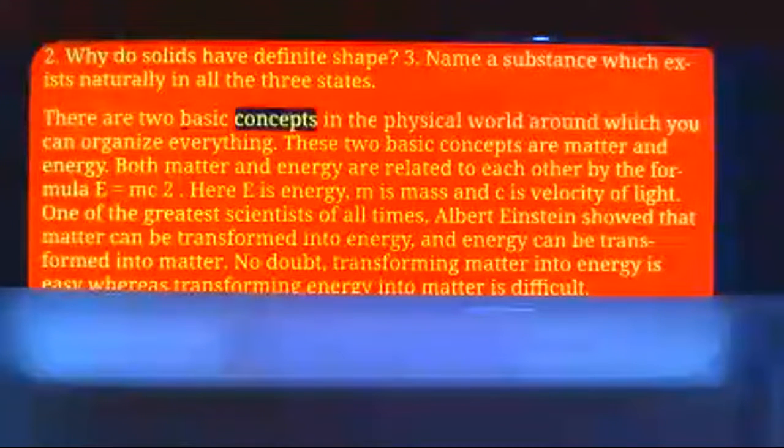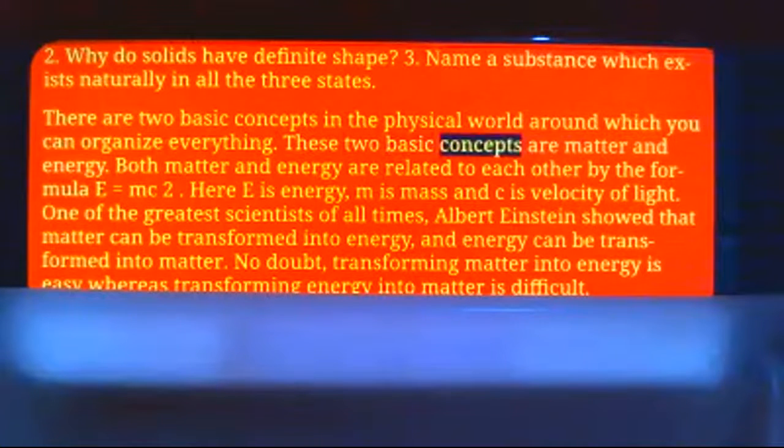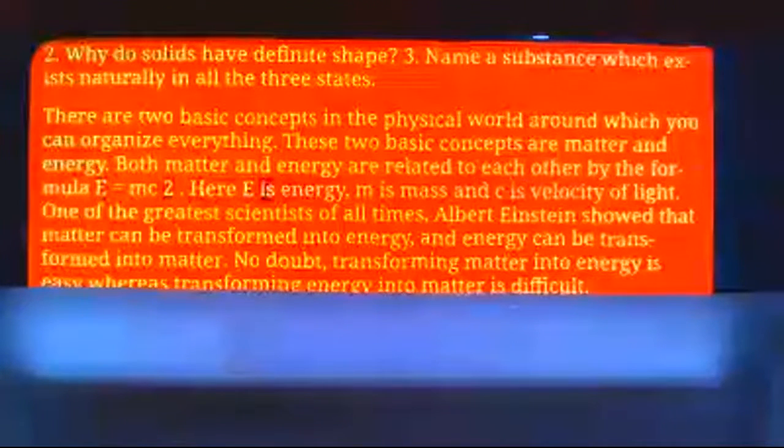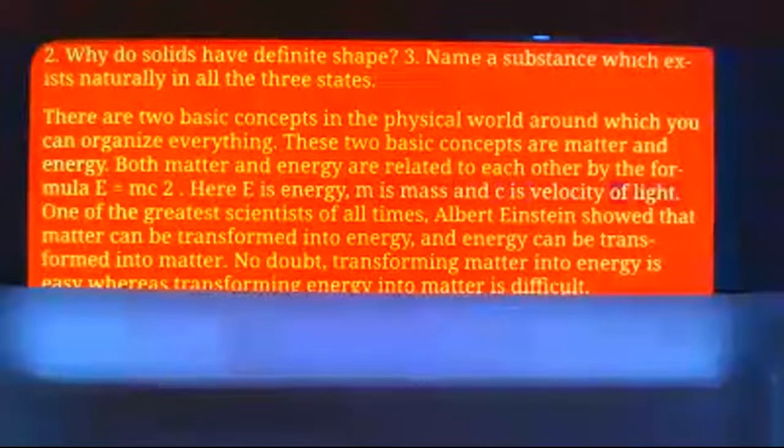There are two basic concepts in the physical world around which you can organize everything. These two basic concepts are matter and energy. Both matter and energy are related to each other by the formula E equals mc squared. Here E is energy, m is mass, and c is velocity of light.